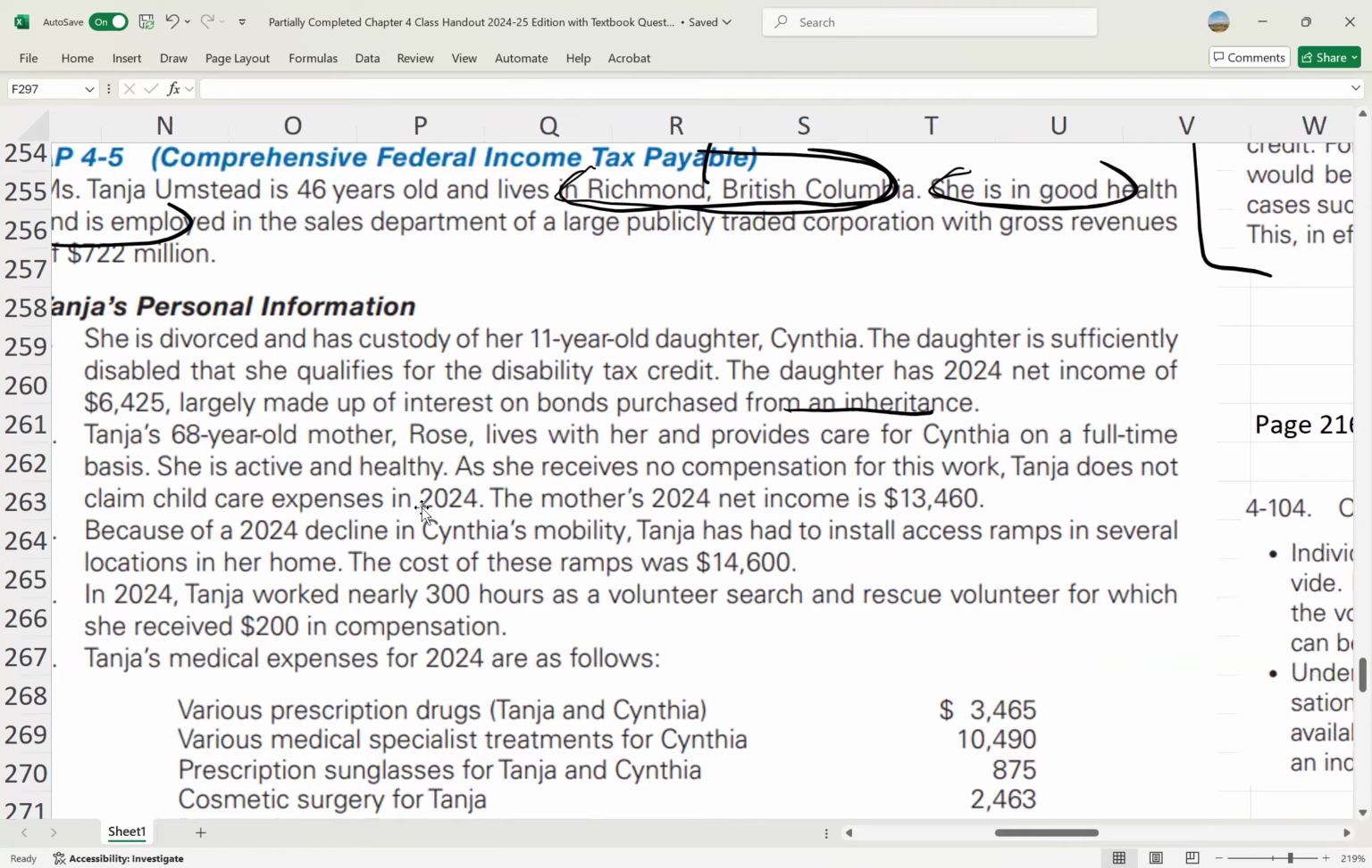Now, in this example, the amount that Tanya receives is relatively small. She's only going to get $200 in compensation. And then the question is, well, how much is the tax credit? And so we go to the rates table. I'll show you where it is on the rates table.